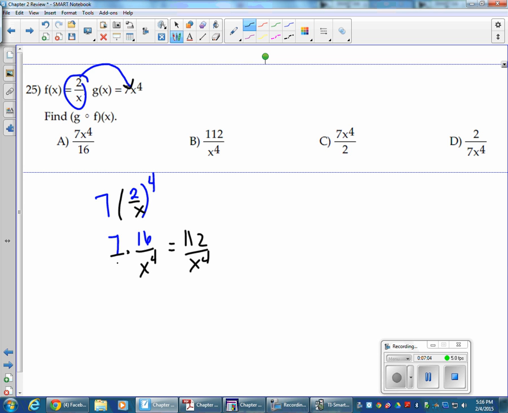And 7 times 16 is 112 over x to the fourth. Remember, 7 would be like 7 over 1. So 7 times 16 gives you your top number. 1 times x to the fourth gives you your bottom number. So my answer is B, 112 over x to the fourth.